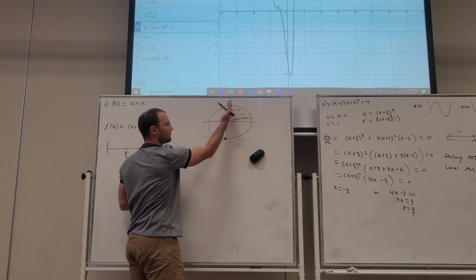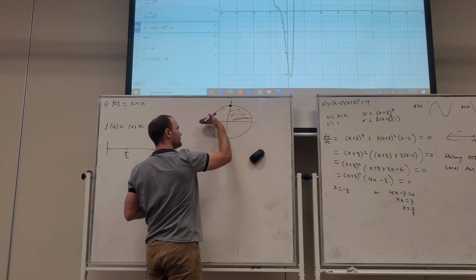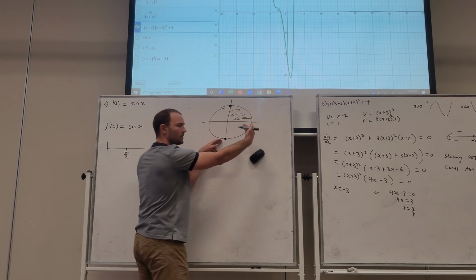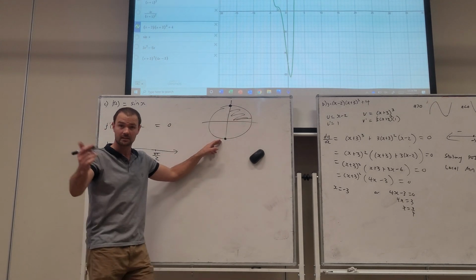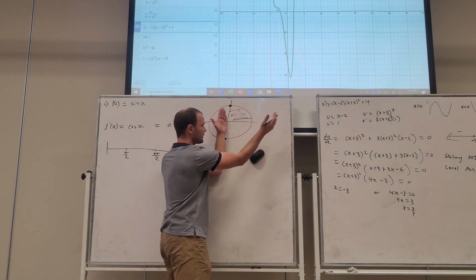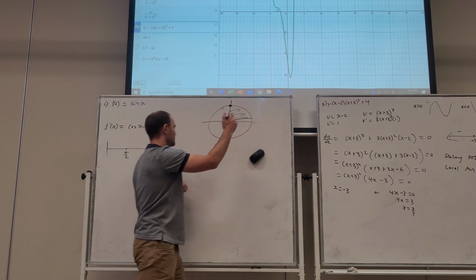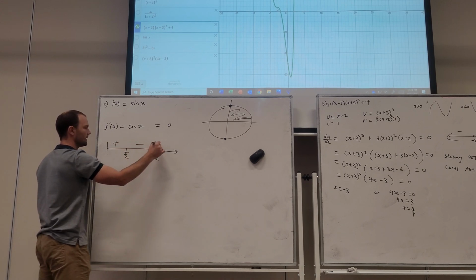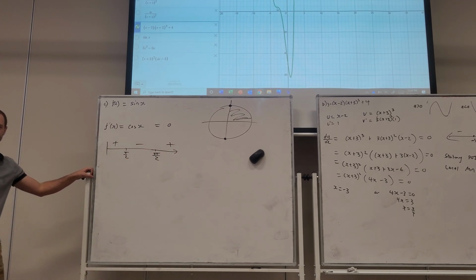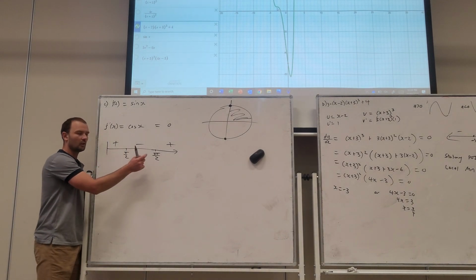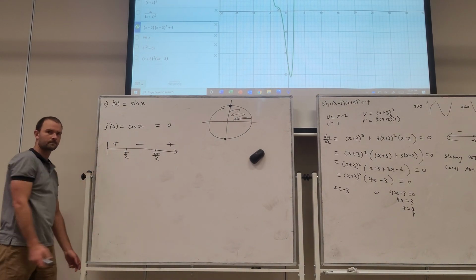It's positive till we get to pi on 2, and then it's negative all the way until we get to 3 pi on 2, and then cos is positive again. Remember, cos is the x coordinate. Here we have positive x coordinates, negative between that region, and then positive. So it's positive, negative, positive. What we can see, we have a local max at pi on 2, local min at 3 pi on 2.